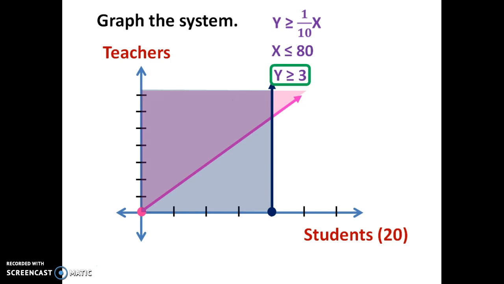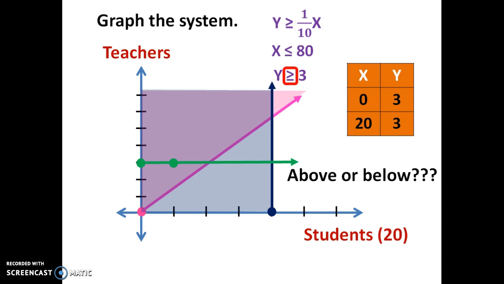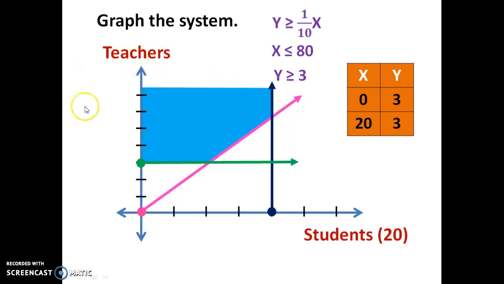And finally, we have y is greater than or equal to 3 here. So if y is 3 all the time, we could have an x value of 0 or an x value of 20. So we can plot the points 0, 3 and 20, 3, and note that this line is also going to be a ray that's going to go straight across. We need to shade either above or below. Because we have a greater than, that's going to tell us to shade above. So we get this part here. And then our overlapping region is going to be this section here that has turned blue. So we would click to shade this region when we practice in Get More Math.